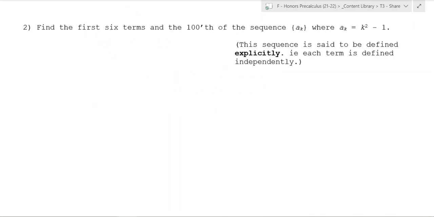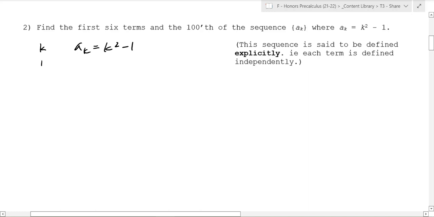So for this one, let's find the first 6 terms and the 100th term of the sequence a_k, where a_k is equal to k squared minus 1. So if k is equal to 1, you have k squared minus 1. So what you do is you put 1 squared minus 1. So 1 squared minus 1 is going to be 1 minus 1, which is 0. So that means that when k is 1, you get 0.